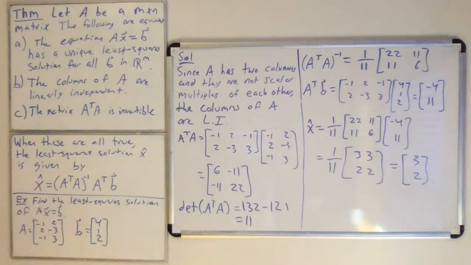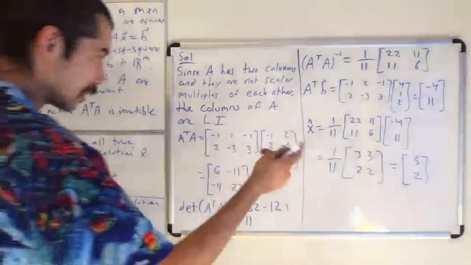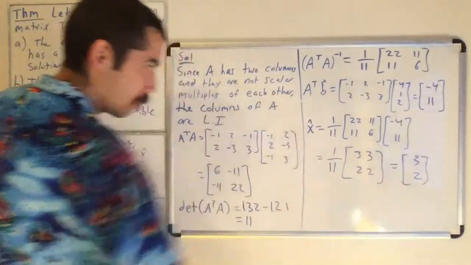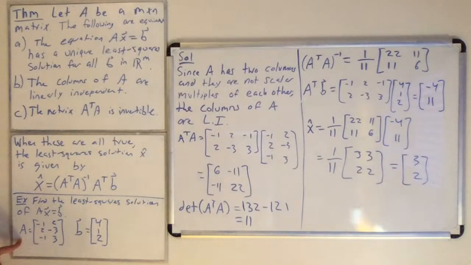Okay, so the solution, what does this say? It's saying if we took A and multiplied it to the vector 3, 2, we'd get as close as possible to B.